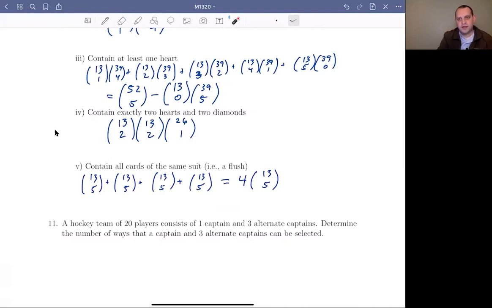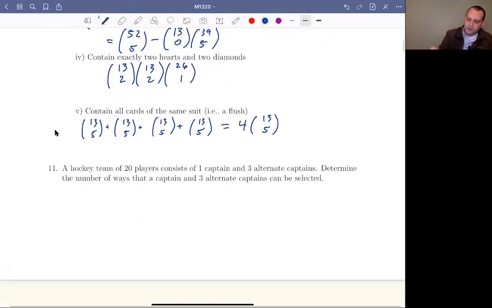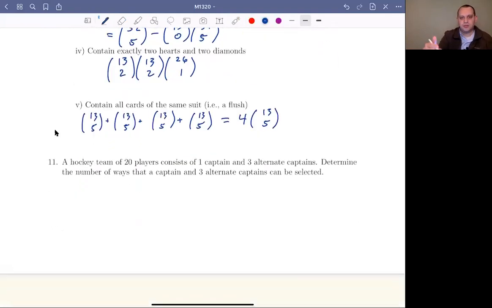As our final example, I want to think about, we have a hockey team of 20 players with 1 captain and 3 alternate captains, and we want to know the number of ways that we can get a captain and 3 alternates. And so what we're going to do is we're going to think about, we have 20 players. How many ways are there to choose a captain? Well, of the 20 players, we want to choose 1 captain.